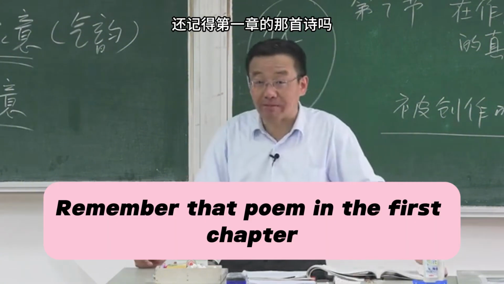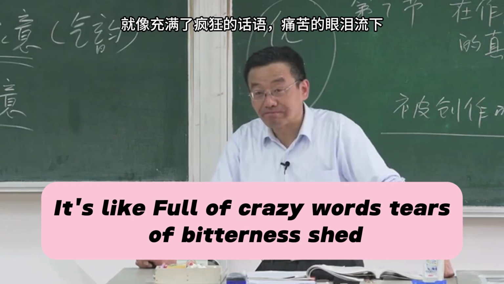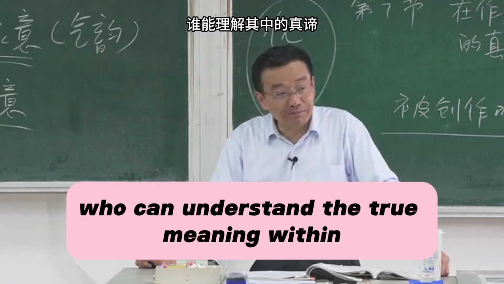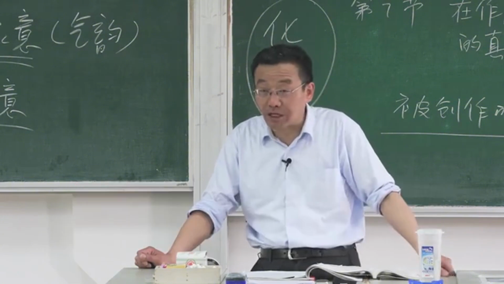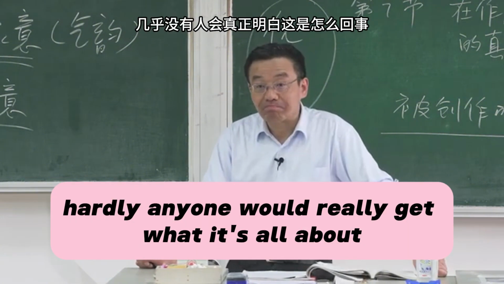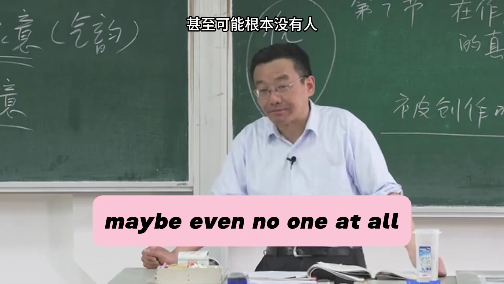Remember that poem in the first chapter? It's like, full of crazy words, tears of bitterness shed, they all say the author is a fool, who can understand the true meaning within? Cao Xueqin knew that after his novel got out there, hardly anyone would really get what it's all about, maybe even no one at all.